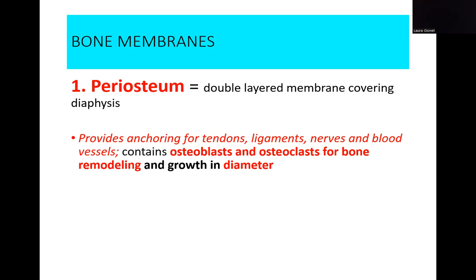It's also a good surface for the tendons of muscles, because tendons attach muscle to bone. This is a good surface for that tendon to attach to, one connective tissue layer to another connective tissue layer. All right, so it provides anchoring for tendons and ligaments that attach bone to bone, nerves and blood vessels. This will really contain the osteoblasts and osteoclasts for bone remodeling and growth in diameter.